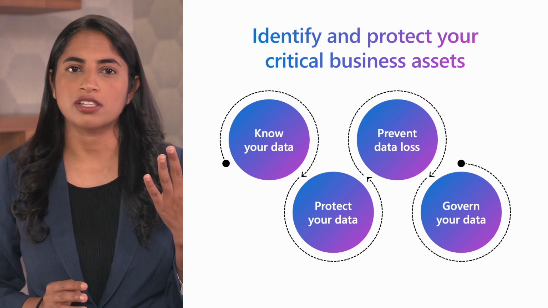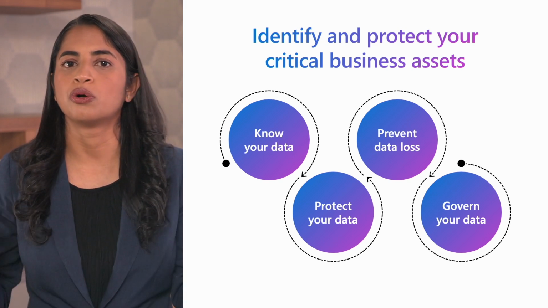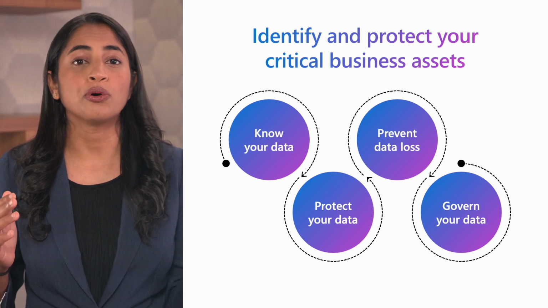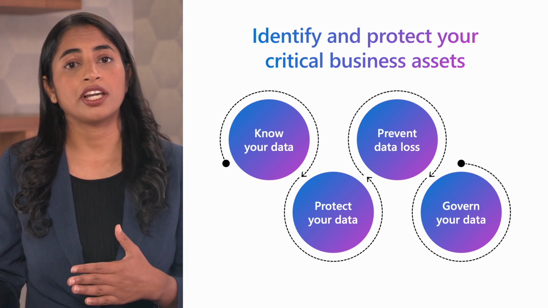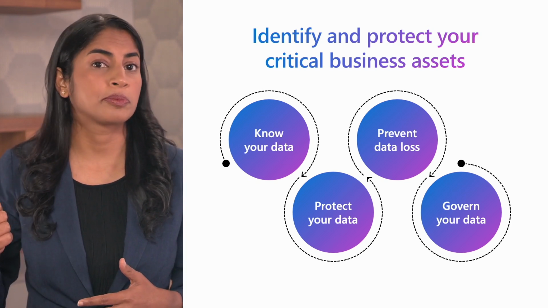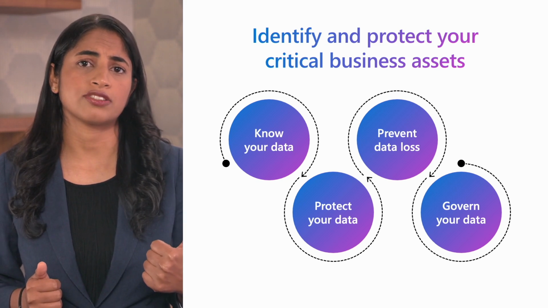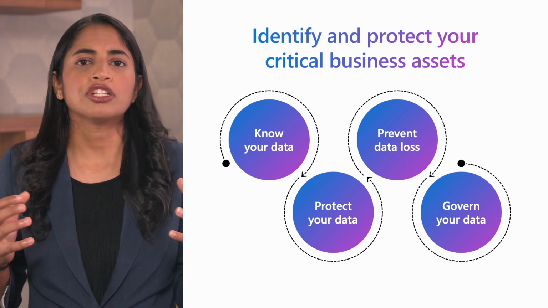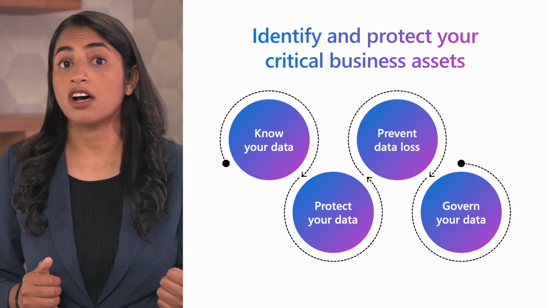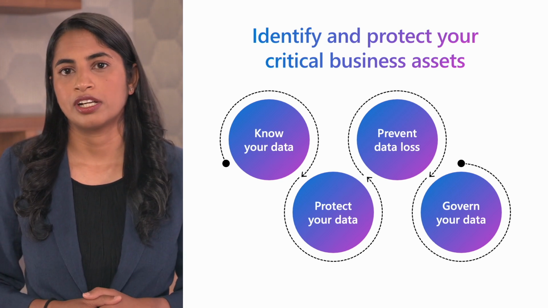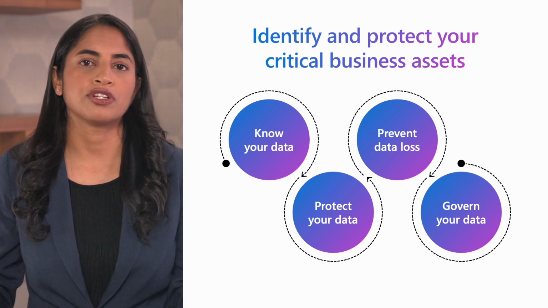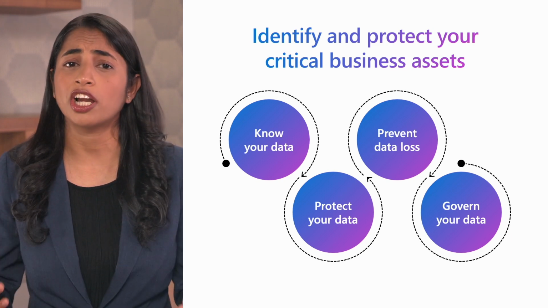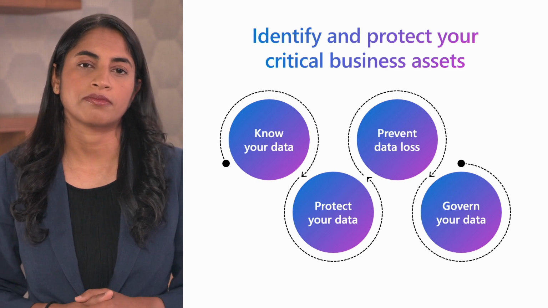It's a 4-step process. First and foremost, know your data. And once you know your data, you can start applying the zero trust principles of verifying explicitly and least privileged access to apply controls and protect your data. You further want to apply controls to prevent data loss and exfiltration. Lastly, using the principle of assume breach, you want to constantly monitor and govern your data.